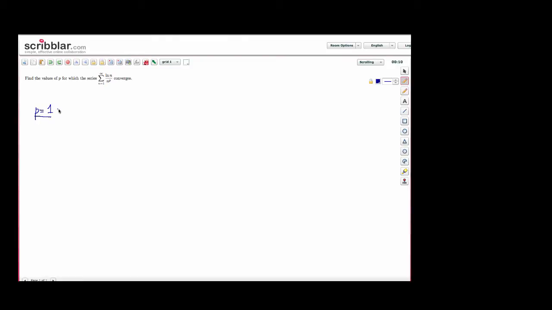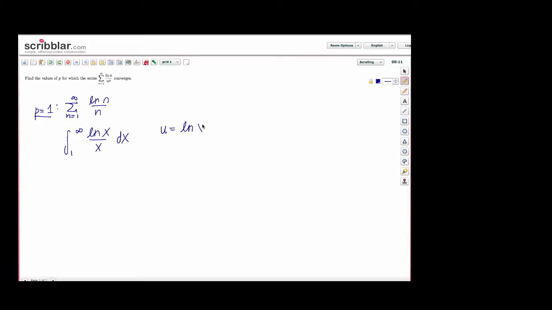In the case where p is equal to 1, our sum would be sum n equals 1 to infinity, natural log of n over n. We're going to use the integral test for this like we've done before. So let's look at the integral from 1 to infinity of natural log of x over x dx. You should make sure that the function natural log of x over x is continuous, positive, and decreasing. And it is. To evaluate this integral, we'll do a u sub.